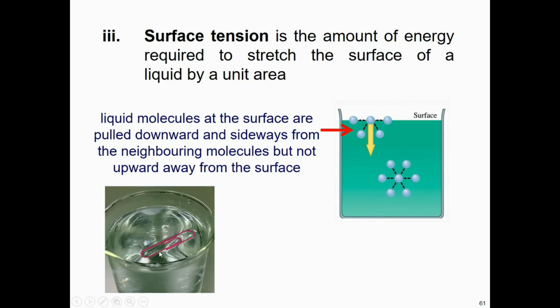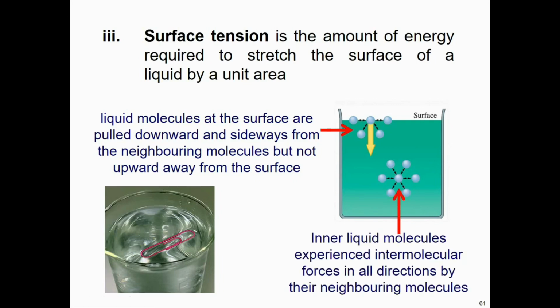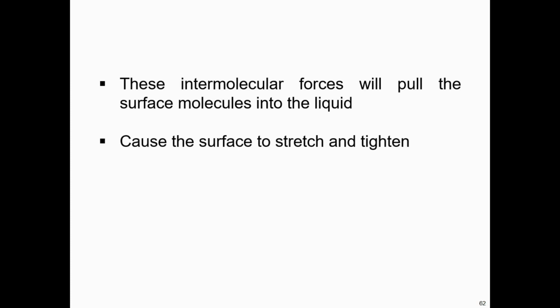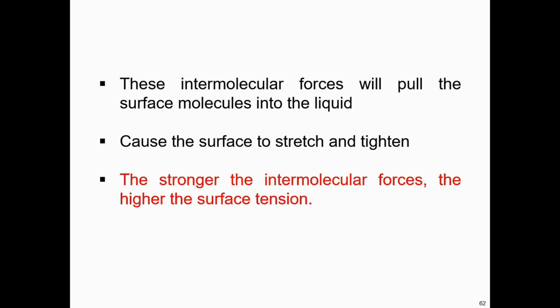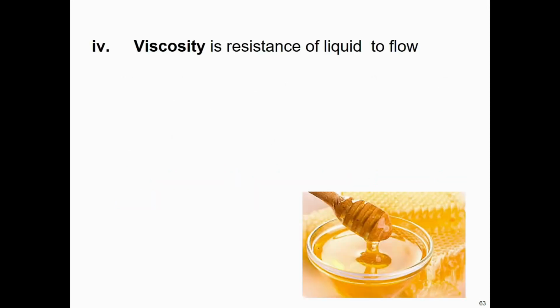So let's look at this paper clip here. Why can it float on top of a liquid? Actually, this is what we call surface tension. The surface tension of the liquid keeps the clip floating on the liquid. The intermolecular force will pull the surface molecules into the liquid, and it causes the surface to stretch and tighten. The stronger the intermolecular force, the higher the surface tension.